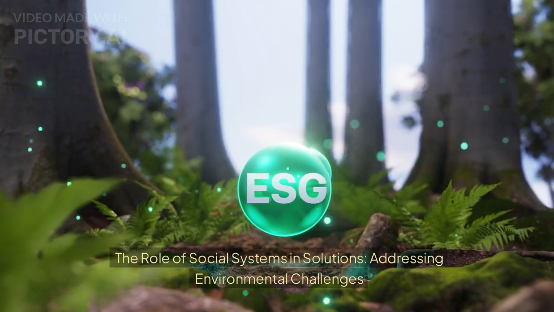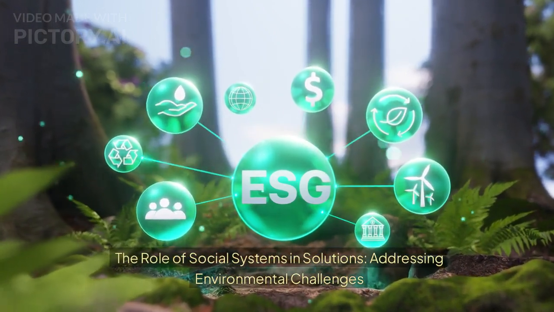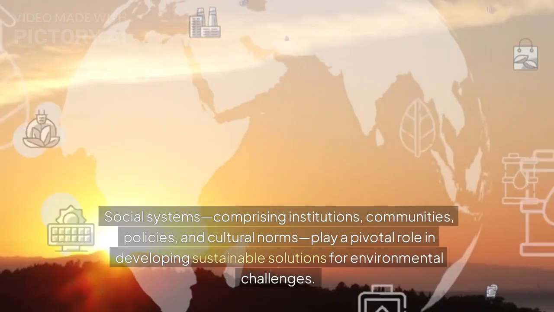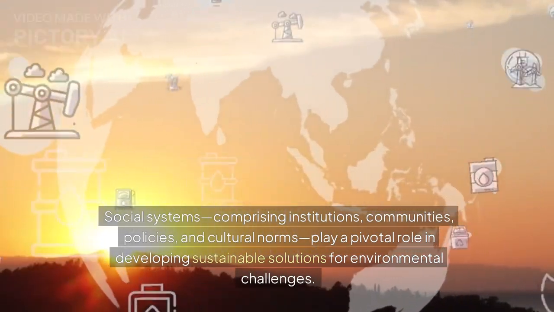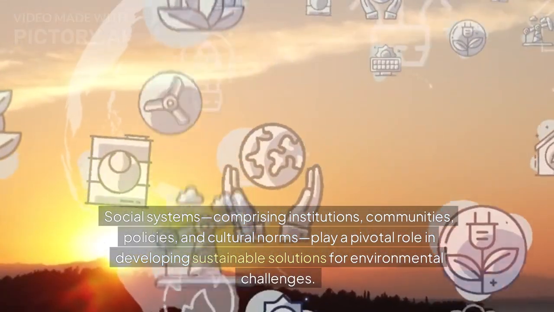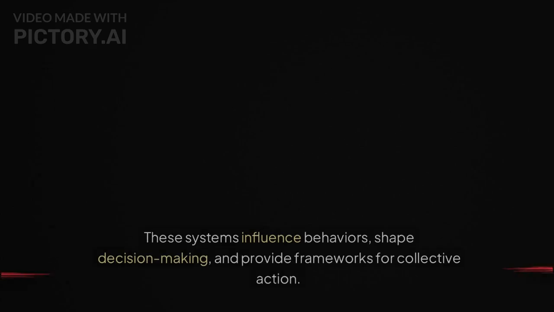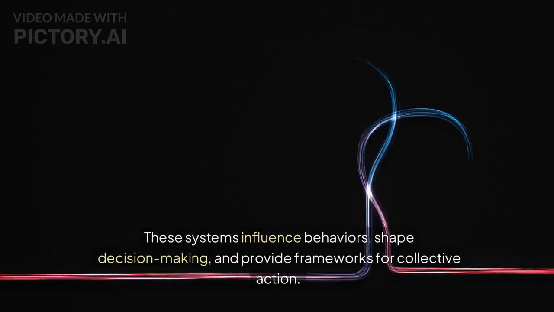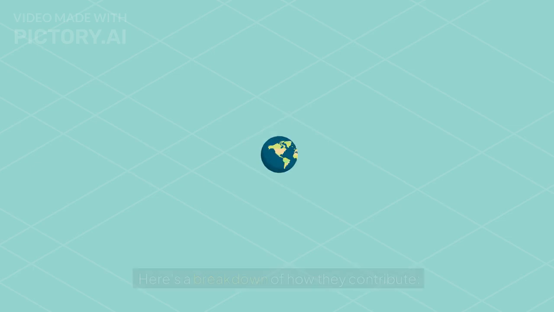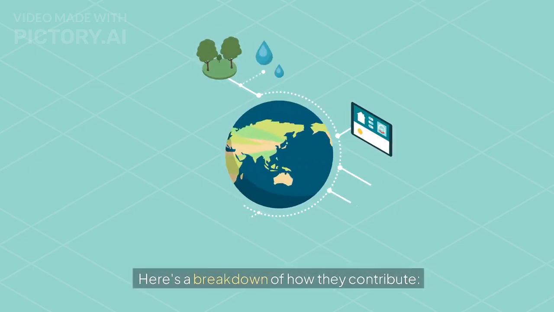The role of social systems in solutions. Addressing environmental challenges: social systems, comprising institutions, communities, policies, and cultural norms, play a pivotal role in developing sustainable solutions for environmental challenges. These systems influence behaviors, shape decision-making, and provide frameworks for collective action. Here's a breakdown of how they contribute.